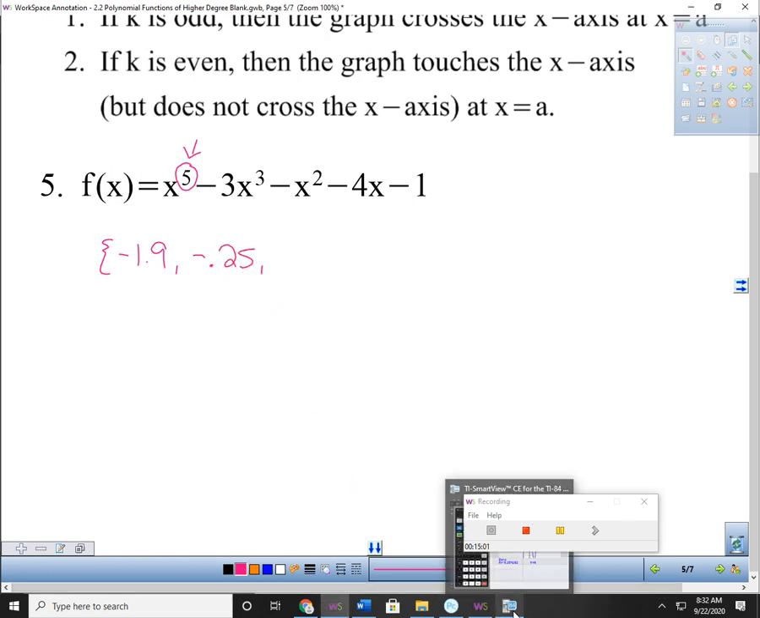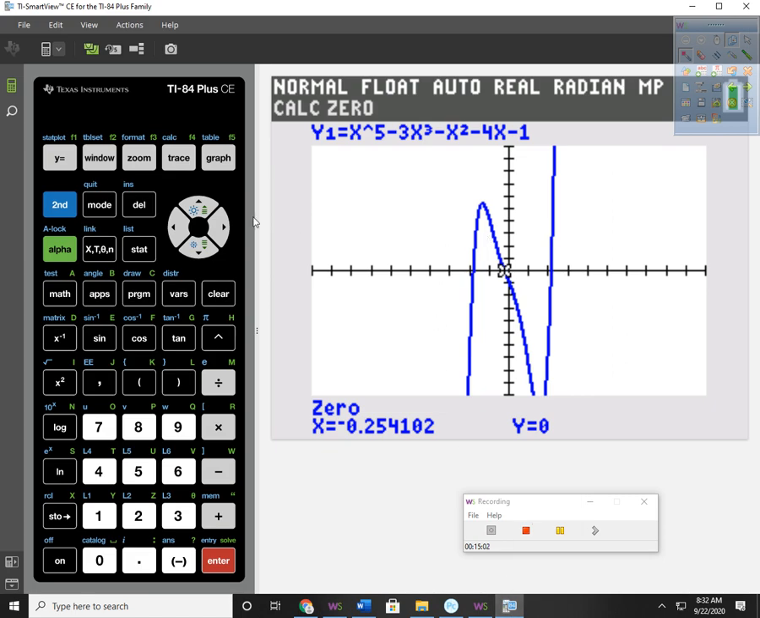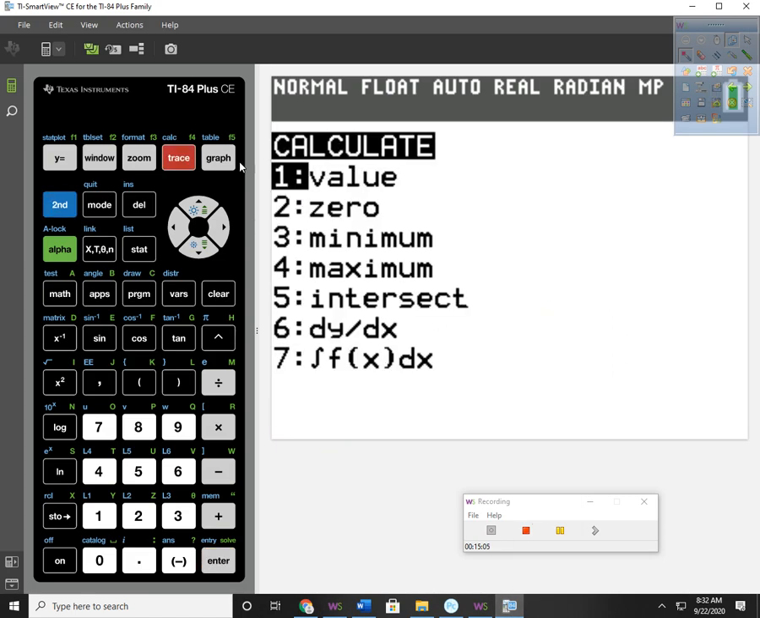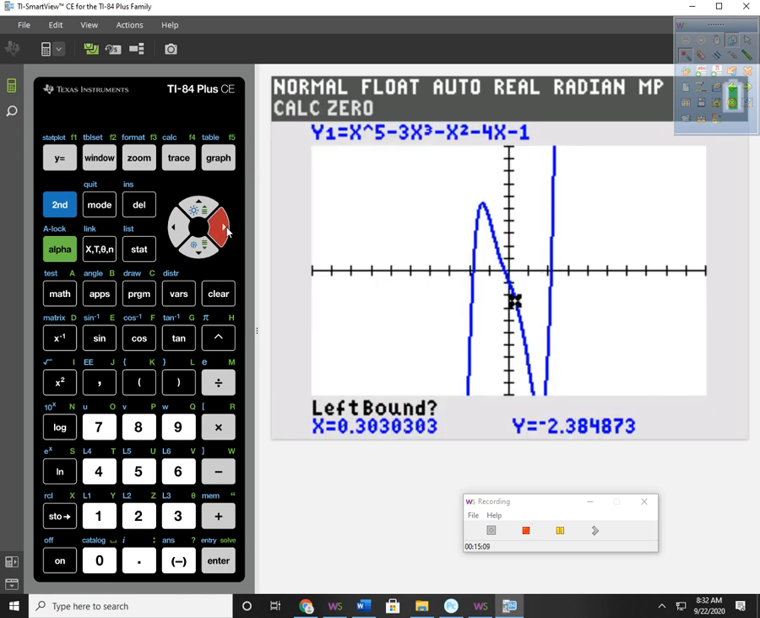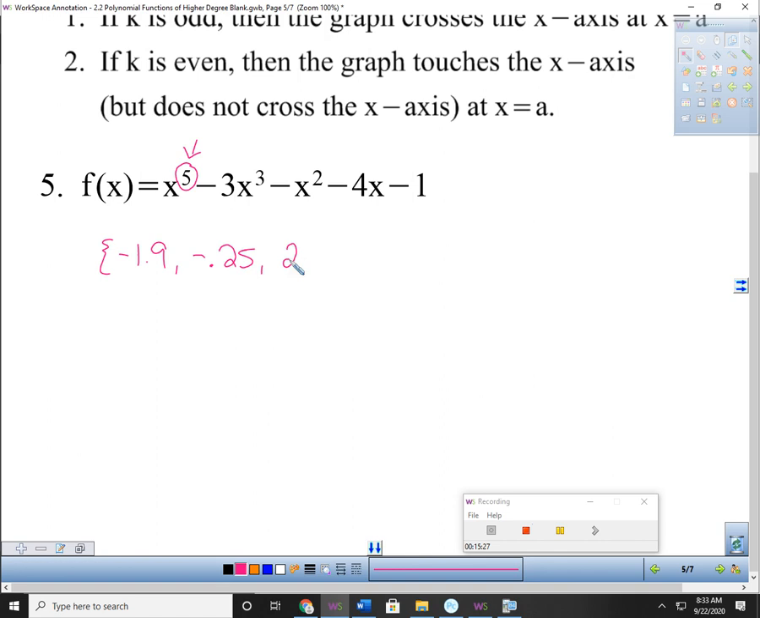All right. And then you'll do it one more time for the third zero. So we'll go to our calculate menu, zero, get on the left. Oop, too far. Get on the right. It pops down, and right there, 2.1. So those would be your 3 zeros.